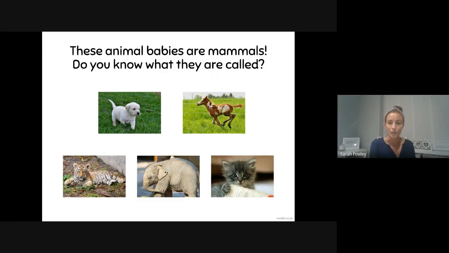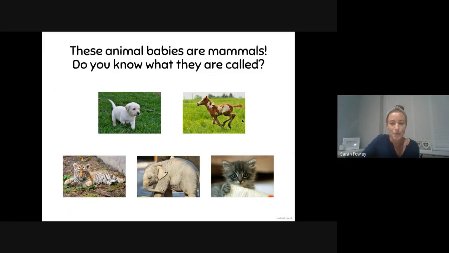These animal babies are called mammals. Do you know what they are called? What are their baby names? So if we looked at the first picture, the adult name for this animal is a dog. What is its baby name? That's right, it's a puppy. You guys knew that one. Well done. Then it gets a little bit trickier.